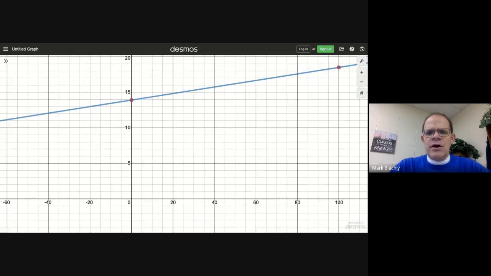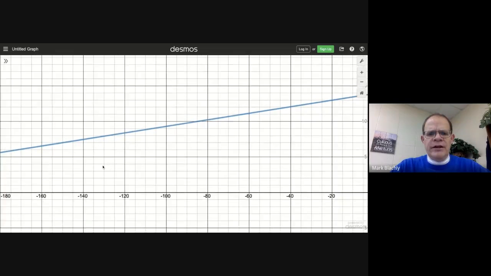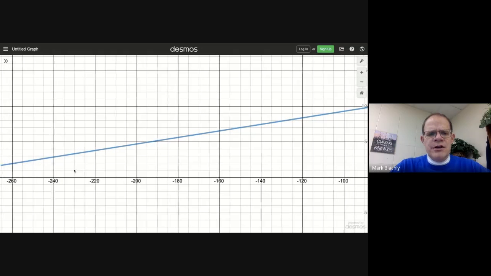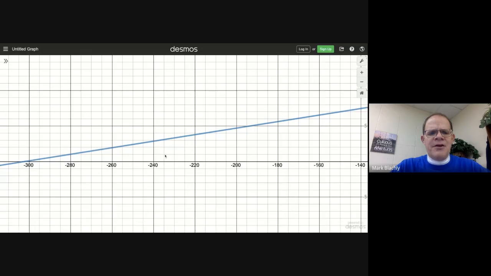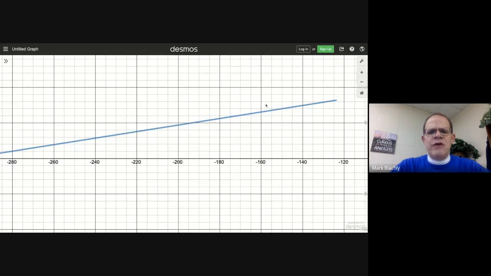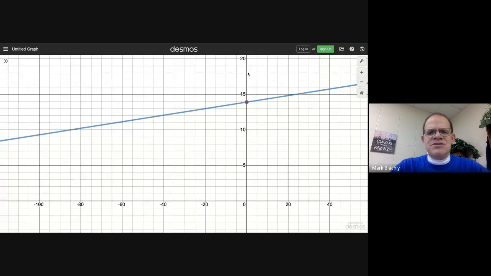I'm gonna ask, if I kept cooling it, the pressure would keep dropping, right? If I keep cooling it, keep cooling it, keep cooling it, at what temperature does the pressure get all the way down to 0? So see if you can do that on yours. Scroll over to the left and see where your line crosses the x-axis. At what temperature would the pressure be all the way down to 0?